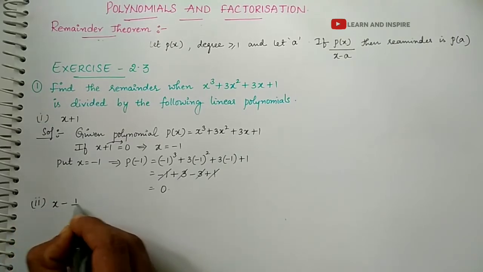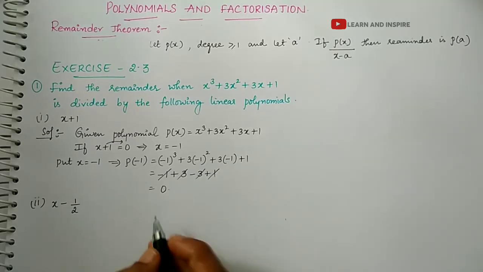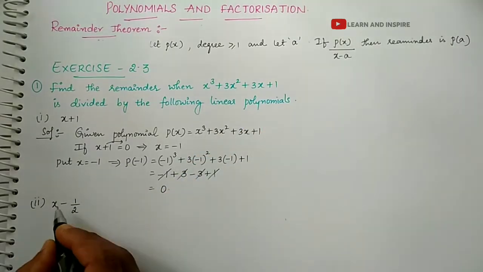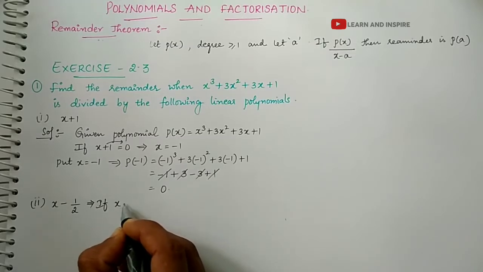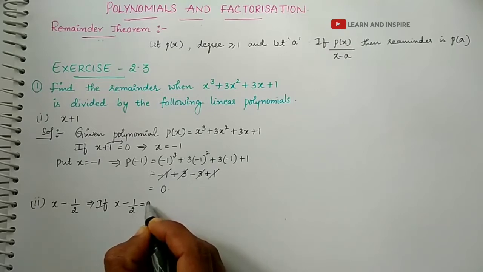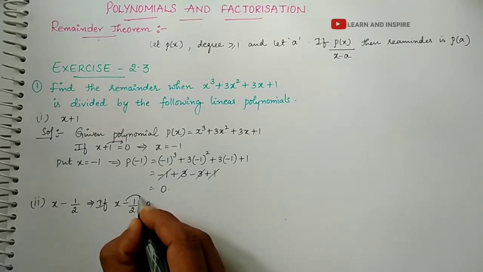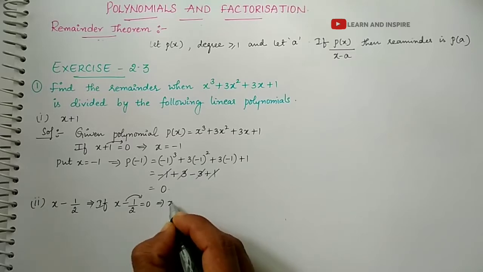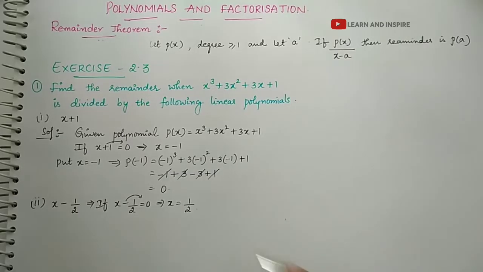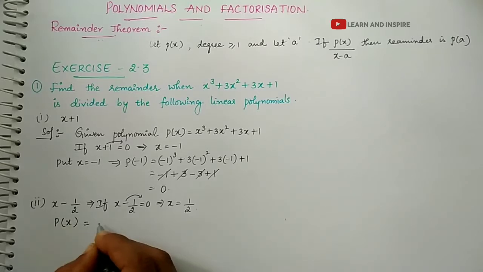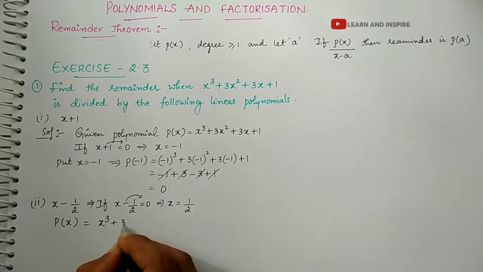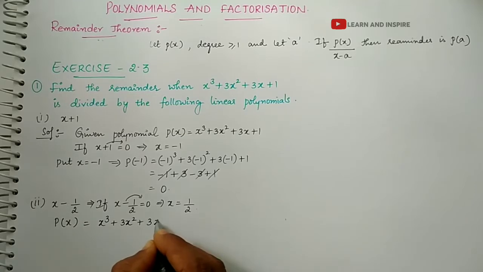Now what is the second polynomial? x minus 1 by 2 is the second polynomial given. To find the remainder we need to find the value of x. If x minus 1 by 2 equals 0, then by transposing minus 1 by 2 we get x equals 1 by 2. So we have to substitute x equals 1 by 2 in the given polynomial. What is the polynomial? p of x equals x cube plus 3x square plus 3x plus 1.